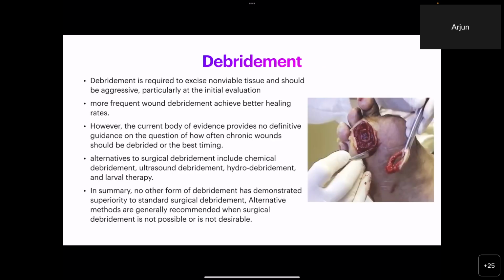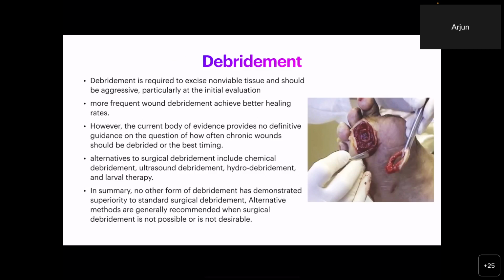Coming to debridement, debridement is required to excise non-viable tissue and should be aggressive, particularly at the initial evaluation. More frequent wound debridement achieves better healing rates. However, the current body of evidence provides no definitive guidance on the question of how often chronic wounds should be debrided or the best timing.